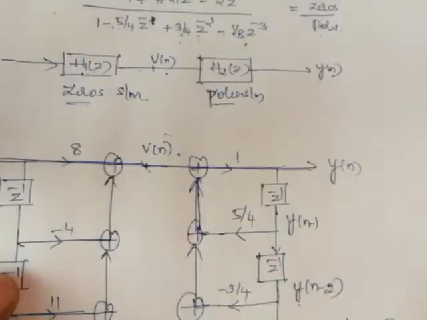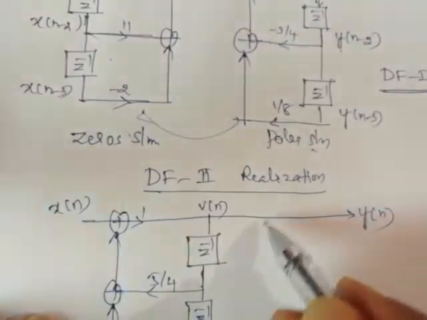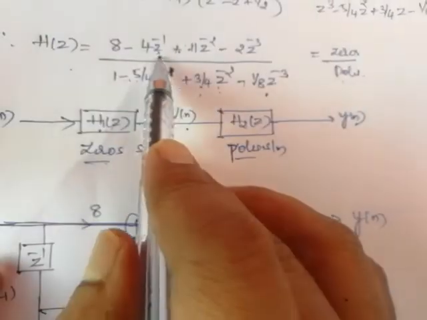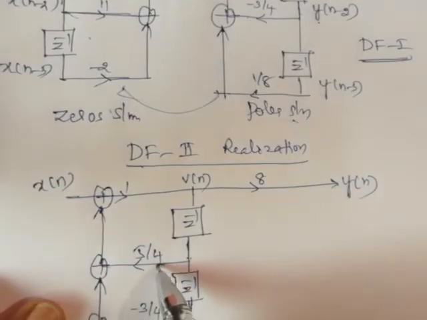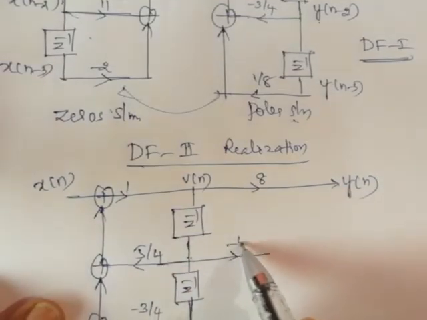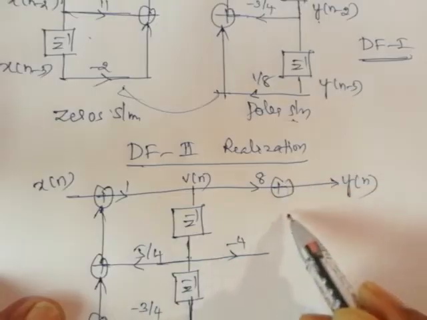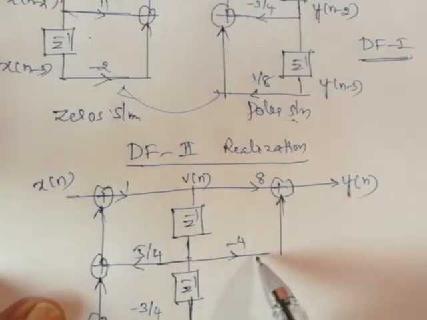Go for the zero system. Zero system means the numerator term multiplied by 8, so here multiplied by 8. And the one time delay is multiplied by minus 4. The one time delay is there already, and this coefficient term is minus 4. Add with the previous operation.